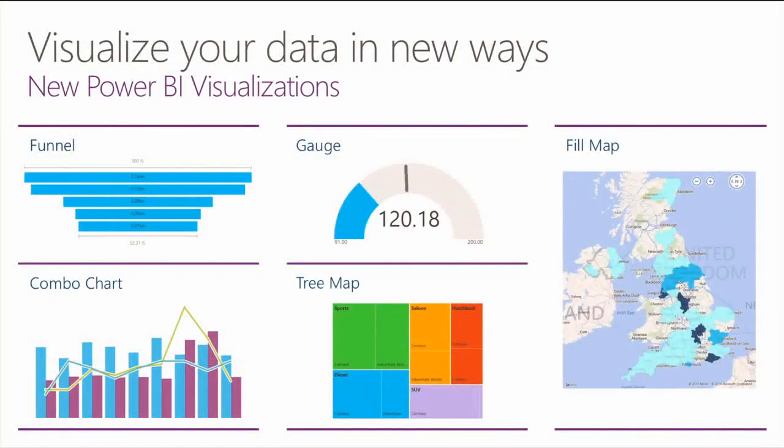New visualizations, this is just a few examples. We have funnel charts, which show you the percentage of change across different values. Combo charts: in the current version, you can do either column or line, but they've introduced new functionality so you can do both and compare different values. Tree maps, I'm not sure if people have seen tree maps before. Basically the boxes represent the amount or the value that you've got in the background, so the size of the boxes will change. Gauges and fill maps.